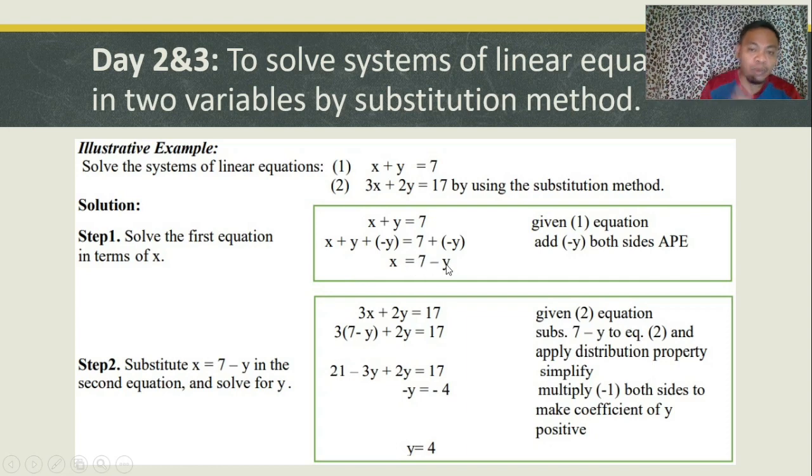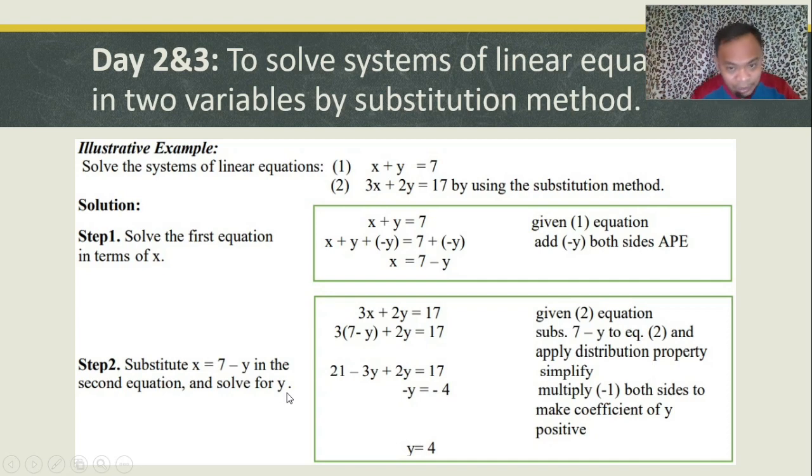Okay, so that's for our step number 1. And for our step number 2, substitute x in the second equation and solve for y. So, we have now the x, diba? Yung x po natin is equal to 7 minus y. So, i-substitute natin to doon sa ating second equation. Ano po yung second equation natin? 3x plus 2y is equal to 17. So, substitute natin yung value ni x na 7 minus y.